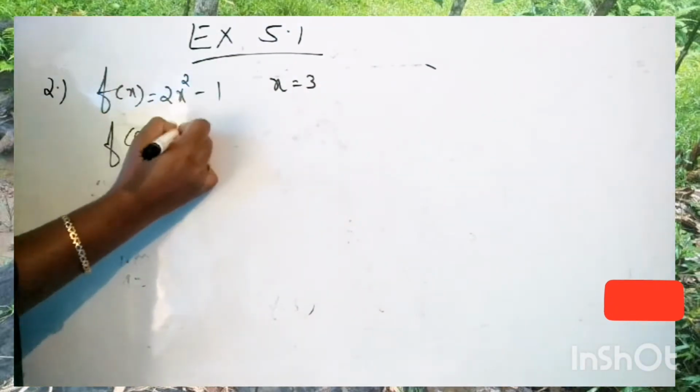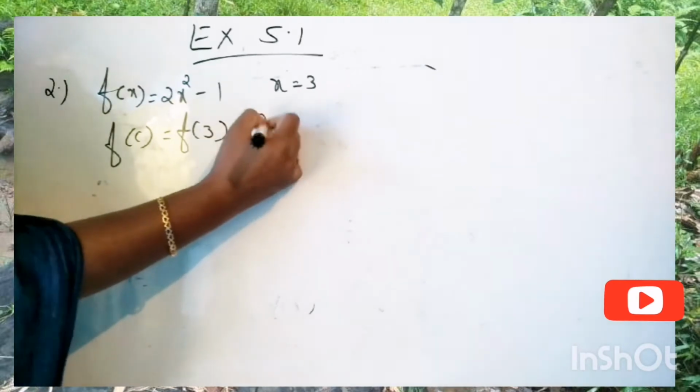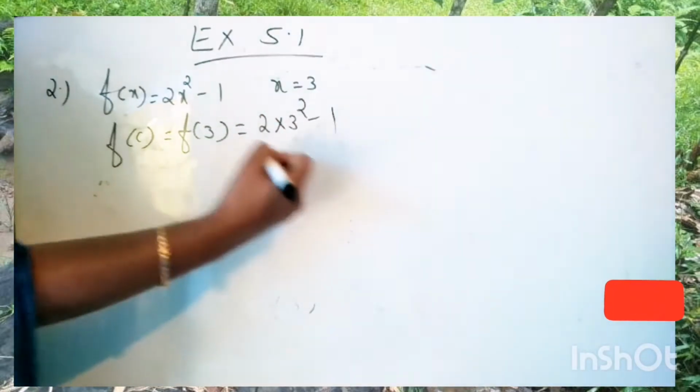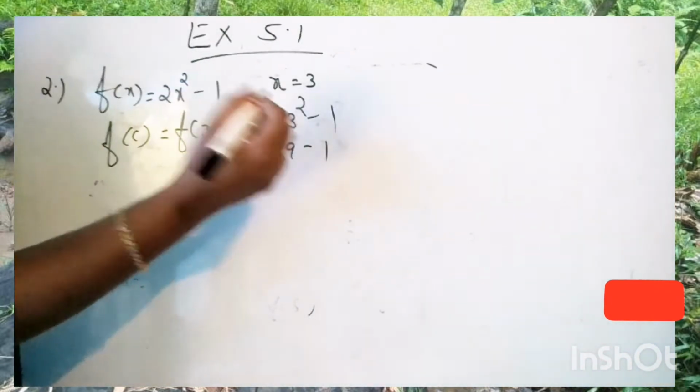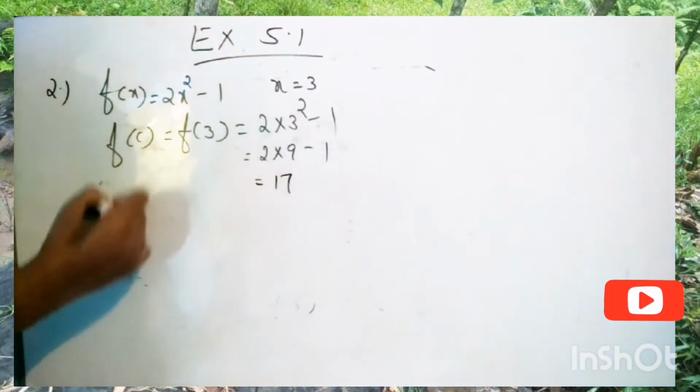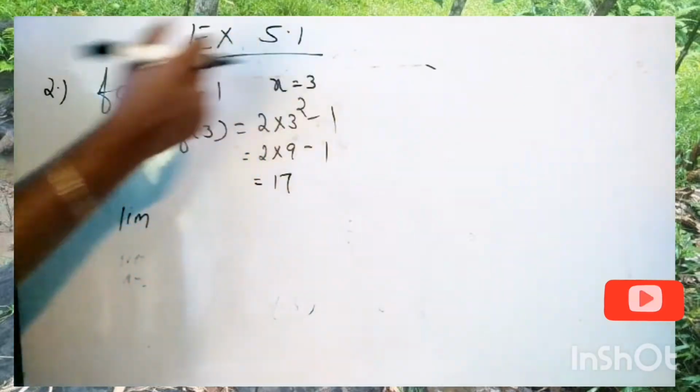Then f of c is equal to f of 3 is equal to 2 into 3 square minus 1. That is 2 into 9 minus 1. 2 into 9 is 18, 18 minus 1 is 17. Now we need to check the continuity at 3.